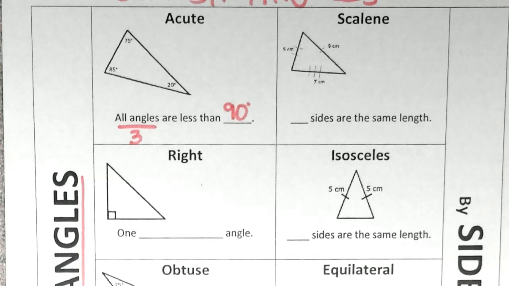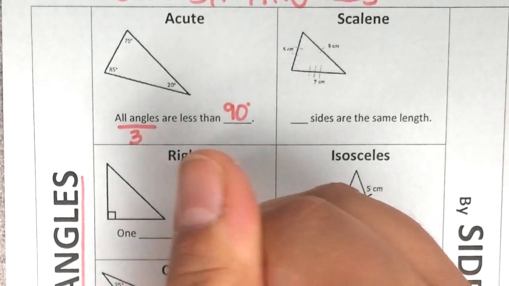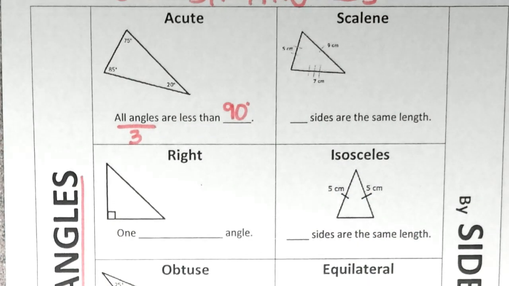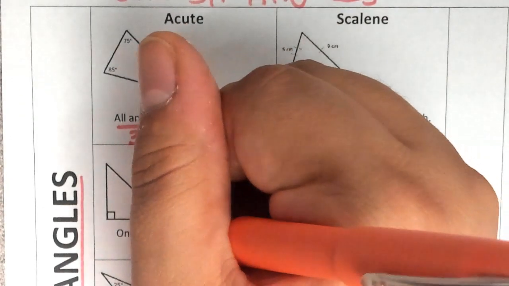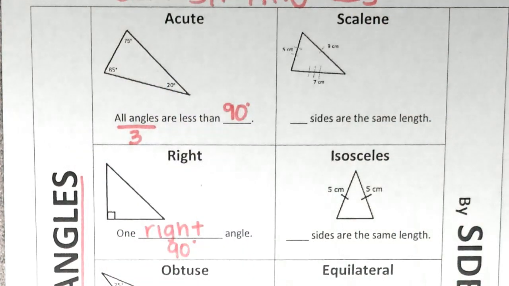What about to be a right triangle? All of them need to be 90? One needs to be a right angle. What is a right angle? A 90-degree angle. One needs to be a right angle, a 90-degree angle.